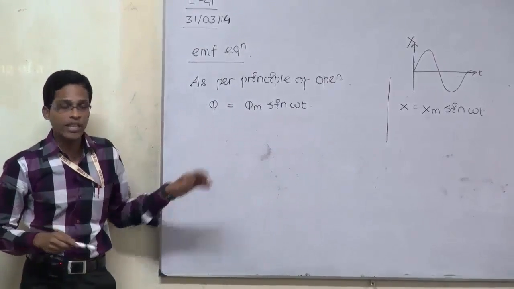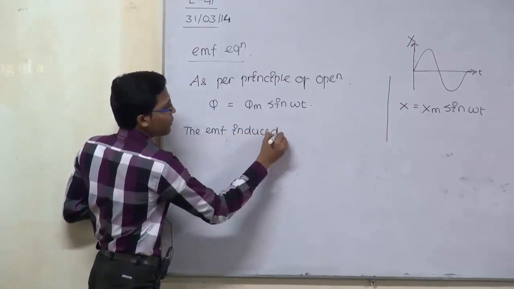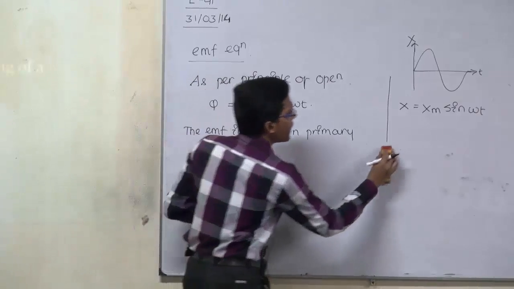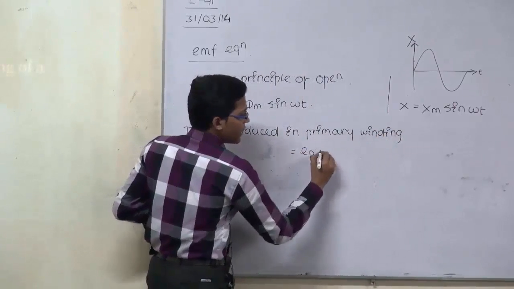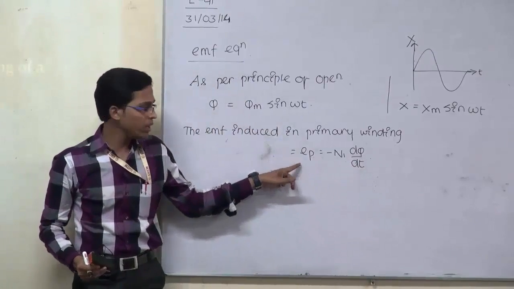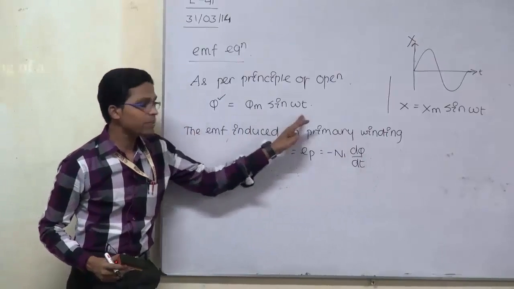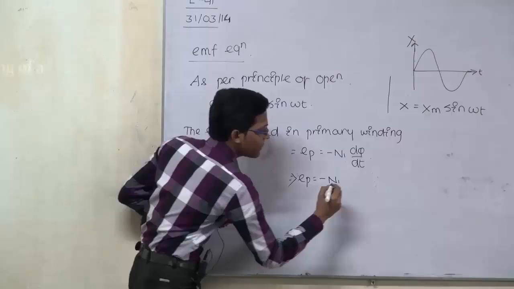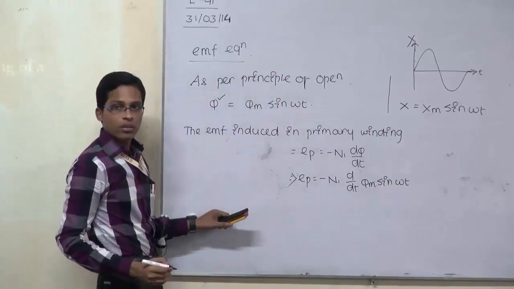And as per the formula for induced EMF, let's take the primary side. The EMF induced in the primary winding is given by EP is equal to minus N1 into d phi by dt. This is the formula we have just read. And here we know phi is equal to phi m sine omega t. If we replace phi by this and find the time derivative, then EP is equal to minus N1 d by dt of phi m sine omega t.